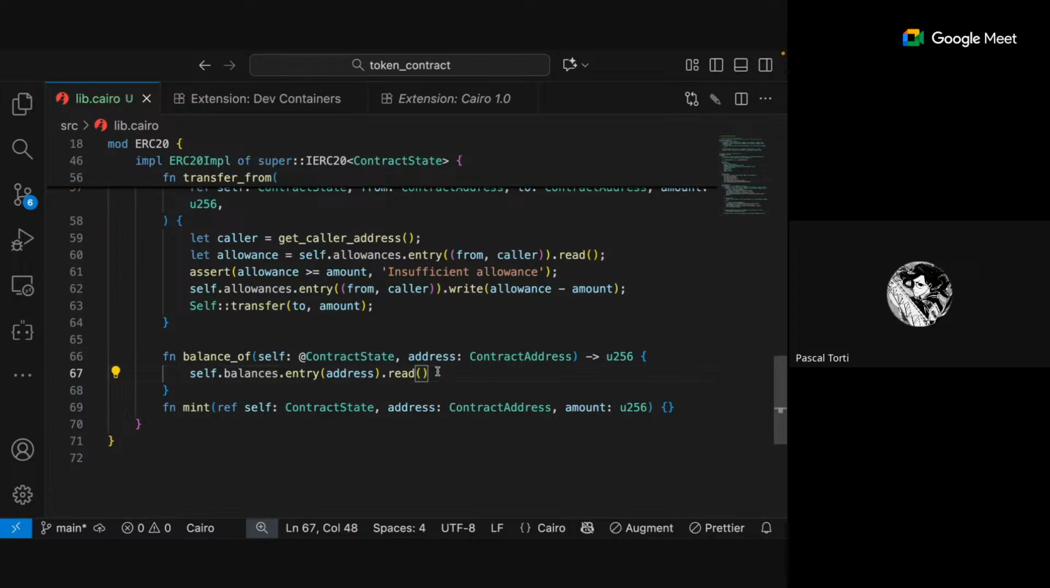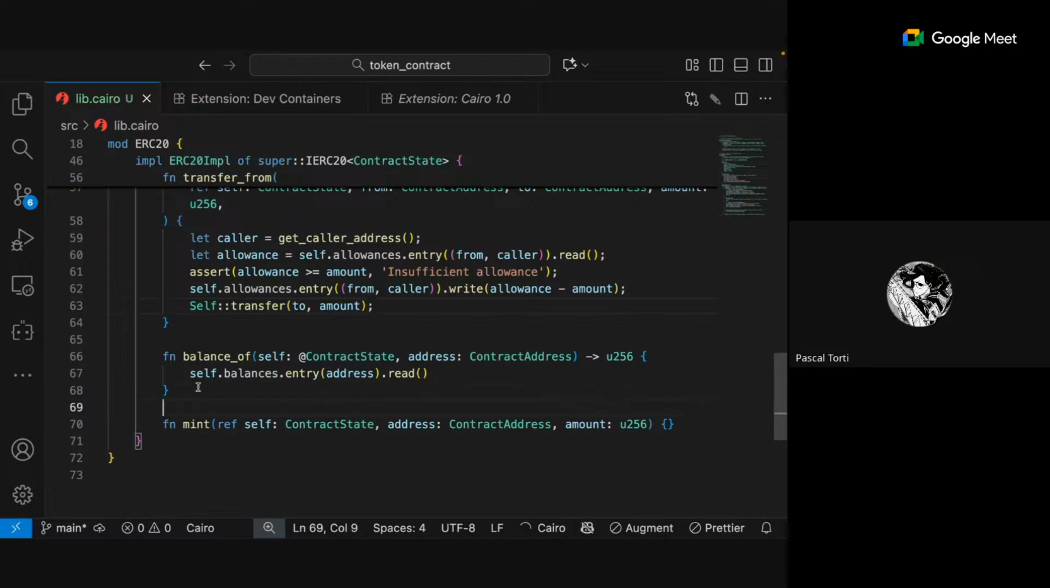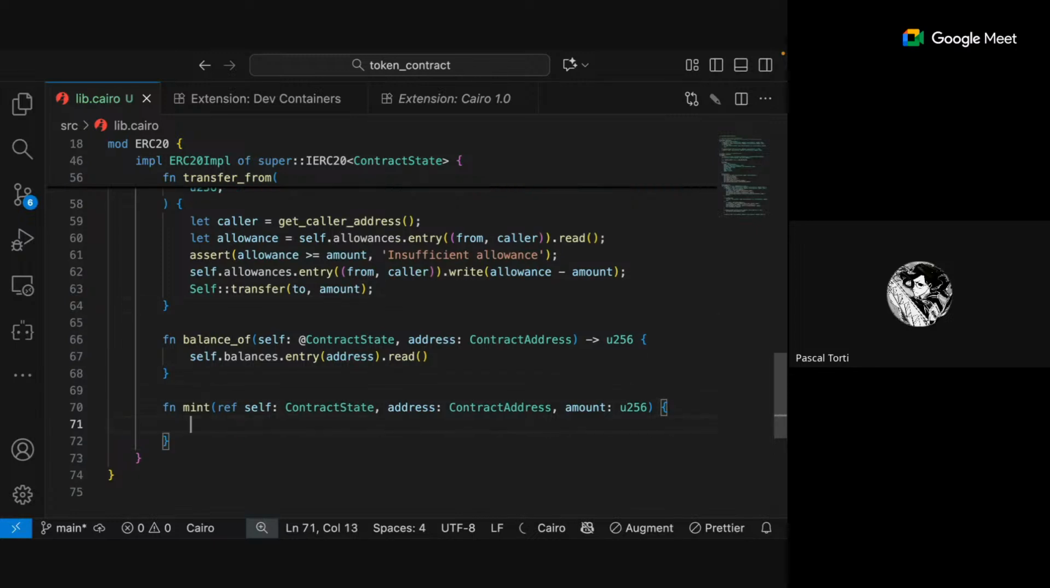And of course, don't forget your semicolon. When you're returning a value, you don't put a semicolon there unless you want to use the return keyword. Yes, now let's go to the mint. Mint, you just manipulate the value of the balance of the address there. But you want to get the caller, and you want to restrict this mint function, like I said. So you can say let caller equals that.